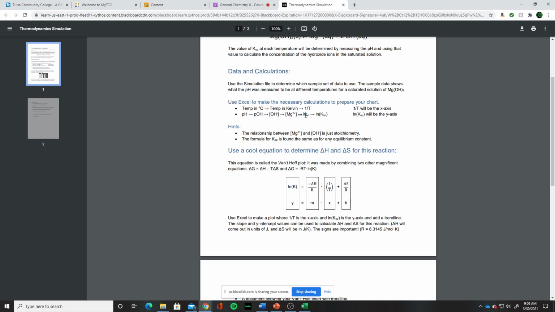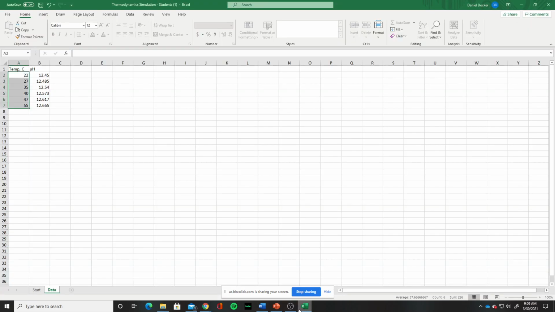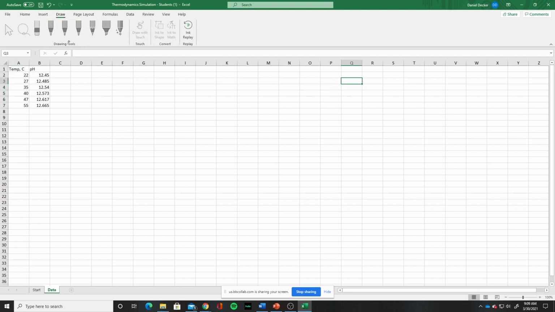So if we need KSP, actually let me see if I can just do this over here. Will it let me write? Maybe not. It's not going to let me write on this. Okay. Well, let me just open something else up, I guess.